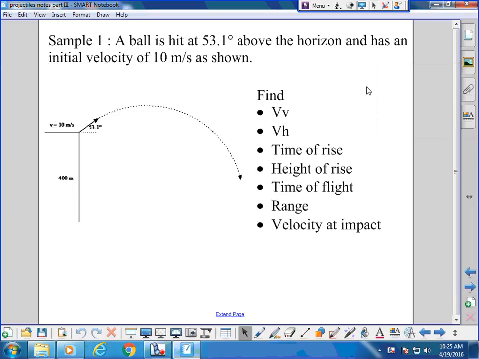Okay, so here it is. Here's the sample question. If you want to write down the different things that we're going to find, now you can. We're going to find each one individually. We have a ball. It's hit at 53.1 degrees. It's a weird angle. I'll explain why it's that angle. Above the horizon and has an initial velocity of 10 meters per second. And this is a really tall cliff. It's 400 meters tall. So ultimately, we're going to find out where it lands down here. So I'll give you a second to jot that down.